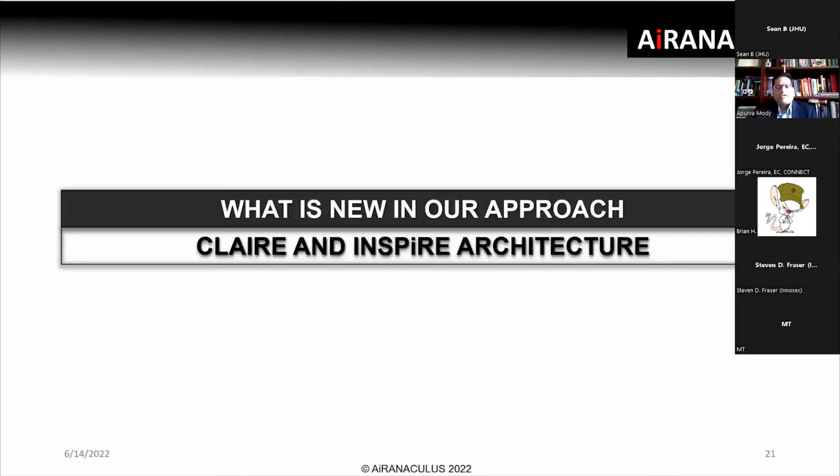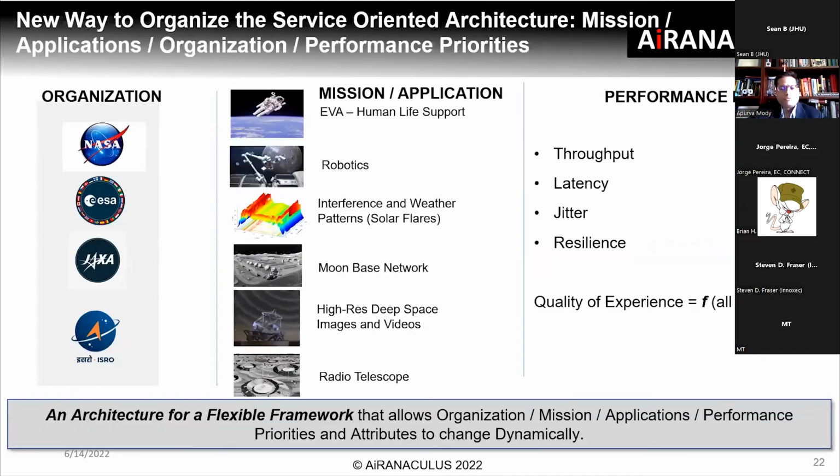So what are we doing? Airanaculus is working on two projects for NASA, for the NASA moon mission, and both of these projects are in phase 2 SBIR. What we did was organize the way network slices were created and organized. So rather than just having three categories, we said, well, you might have higher priority for NASA, or second-highest priority for the European Space Agency. Then you might have different missions and applications.